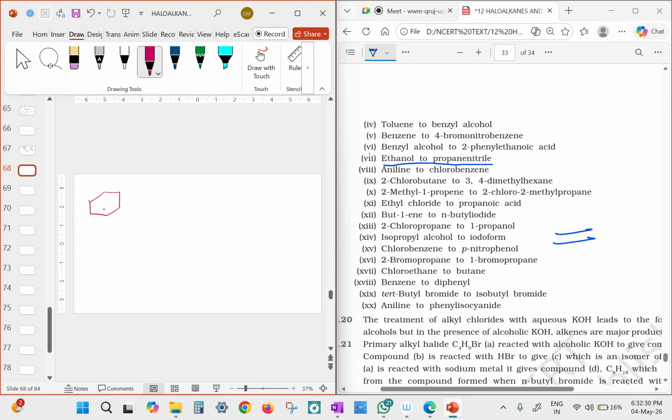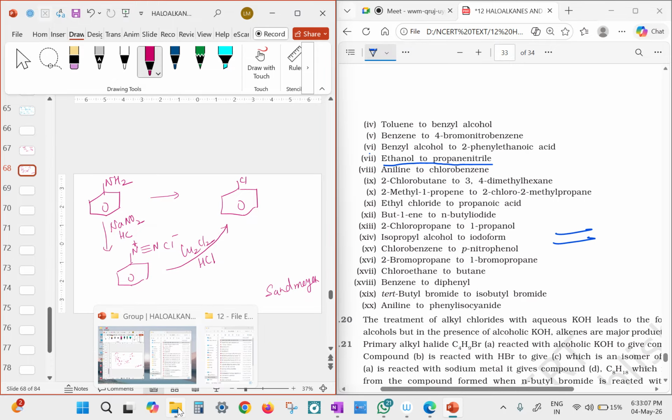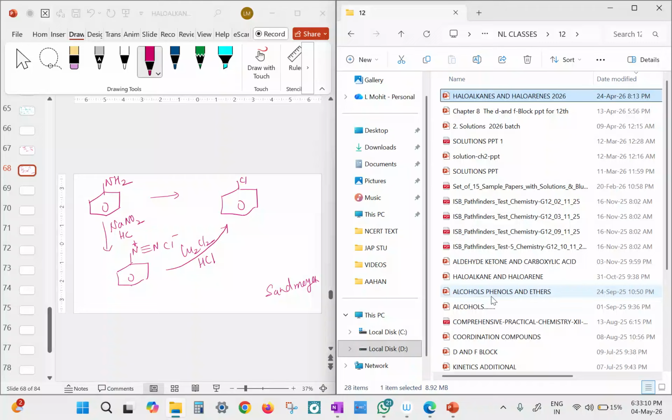Aniline to chlorobenzene. Is this not an application of Sandmeyer's reaction, children? What do you have to do? First do diazotization, NaNO2 and HCl, and you make it into benzene diazonium chloride. All this is there in your text. I'm not coining anything new. So benzene diazonium chloride, and then treat it with Cu2Cl2 in the presence of HCl. Is this not Sandmeyer reaction, children? Correct?